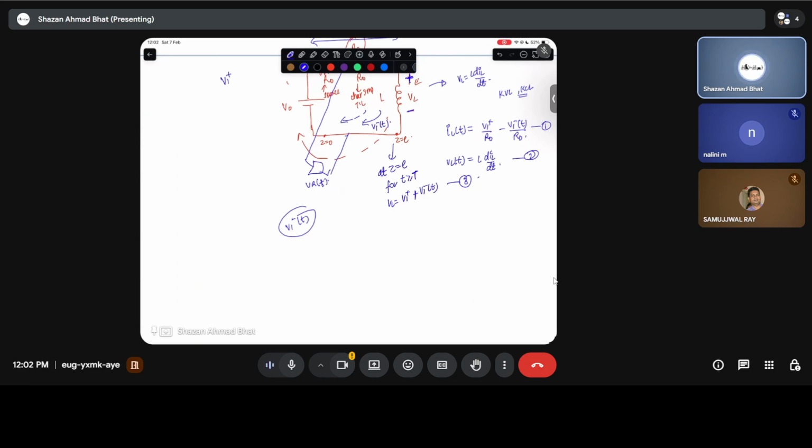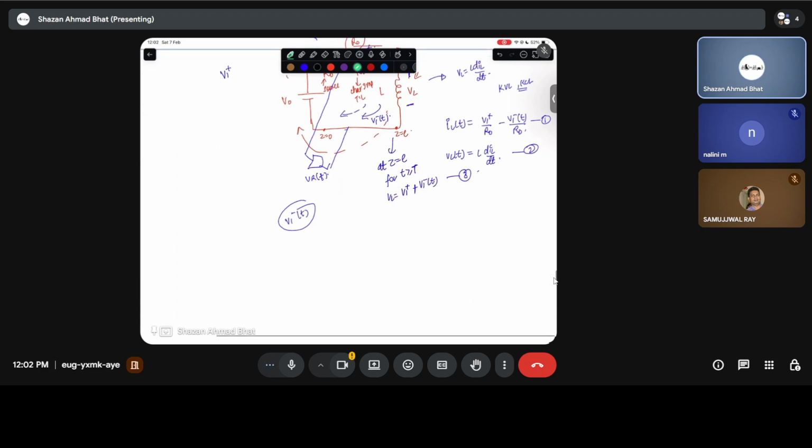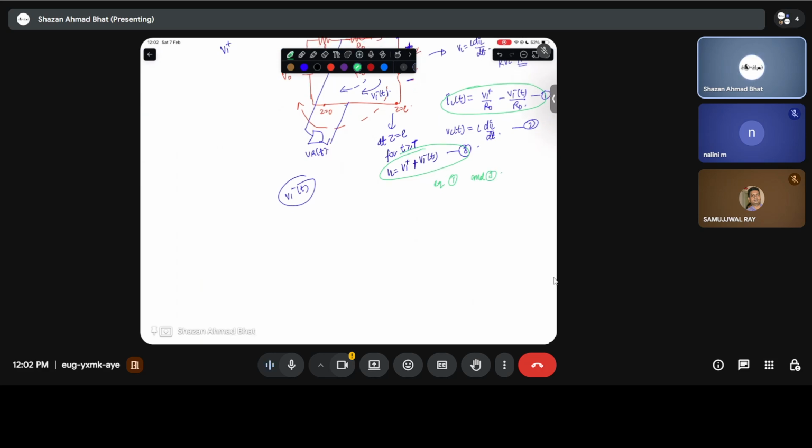Now how are we going to solve it? Let's take equation 3 and equation 1. From equations 1 and 3, we have V1 plus and V1 minus. Once we solve it, we get VL as a function of t will be 2V1 plus minus R naught IL of t. Let's call this equation 4.